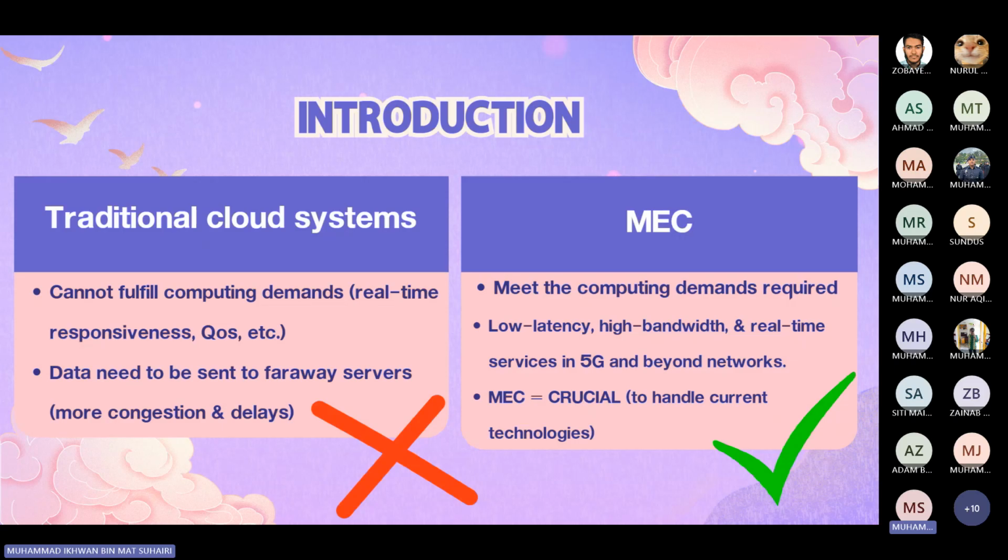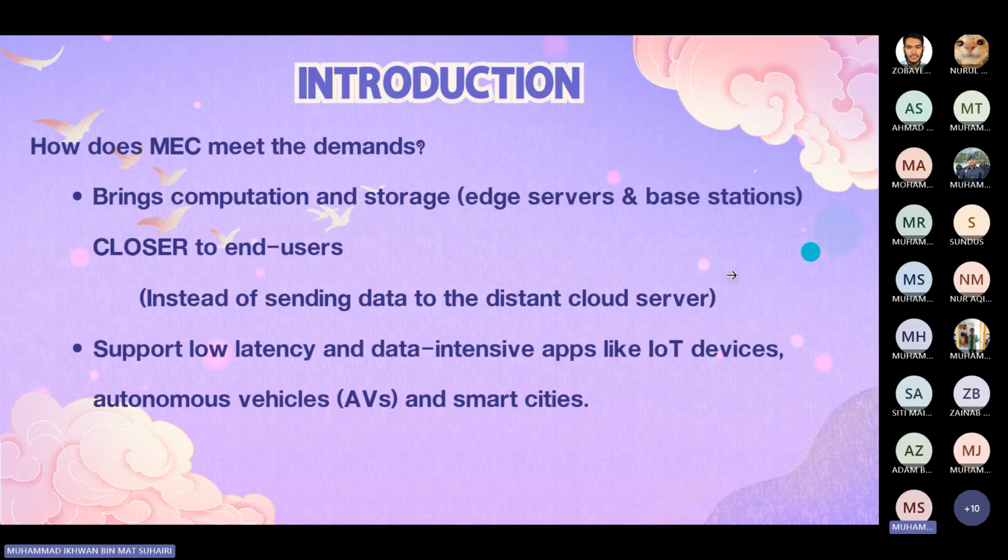However, MEC can meet the computing demands required. It provides low latency, high bandwidth, and real-time services in 5G and beyond networks. Therefore, MEC is crucial to handle current technologies. So how does it meet these demands? It brings computation and storage, meaning edge servers and base stations, closer to end users instead of sending data to a distant cloud server. Therefore, MEC can support low-latency and data-intensive applications like IoT devices, autonomous vehicles, and smart cities.